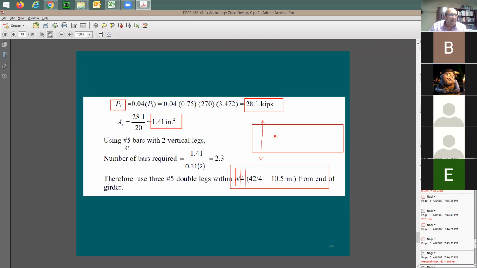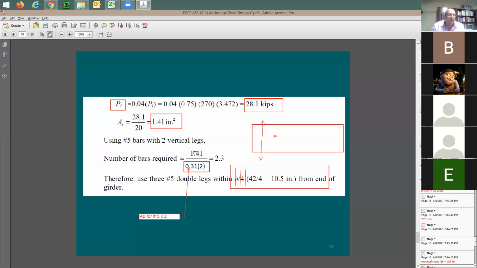So if I'm planning to use number 5 bars with 2 vertical legs, because it's going to be a stirrup or a tie, it means for each stirrup or each tie, I'm going to have a total of 0.62 square inches. So what is 0.31? 0.31 is going to be Ab for number 5, times 2. Why times 2? Because I have 2 legs. Here's the total square inches needed for this end zone.